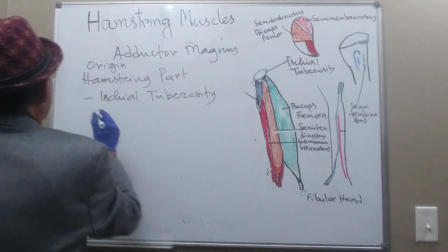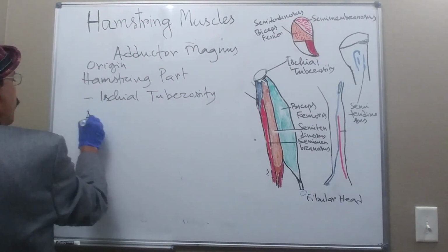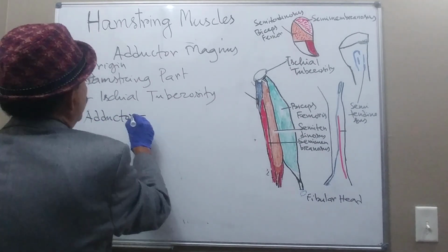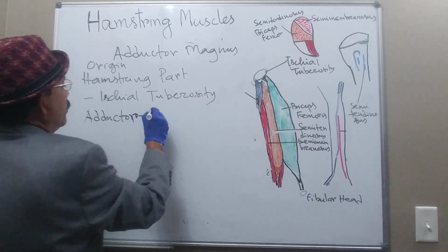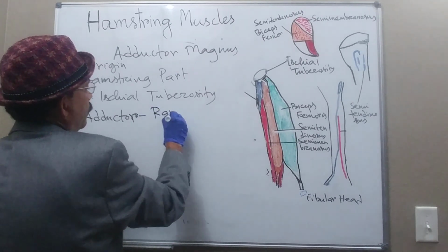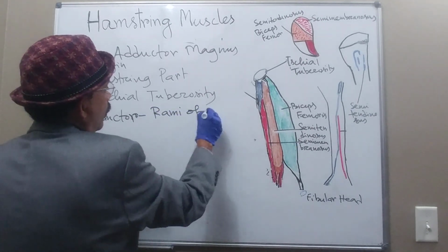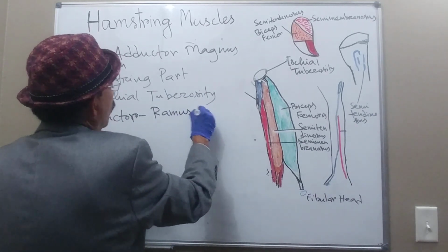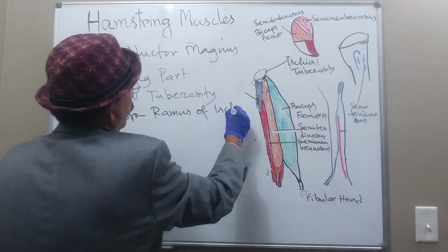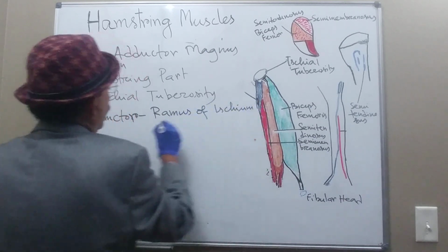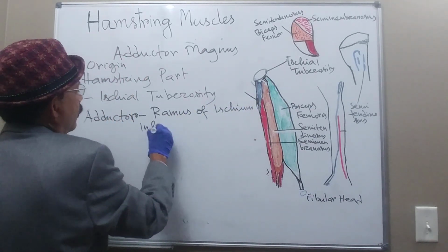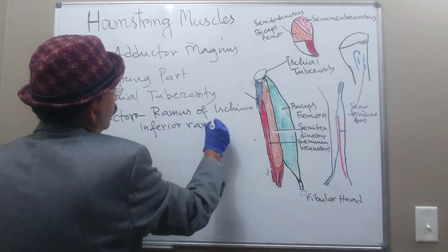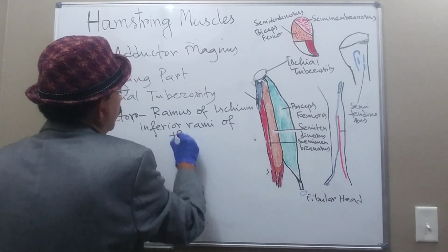How about the adductor part? The adductor part takes origin from the ramus of the ischium and the inferior ramus of the pubis.